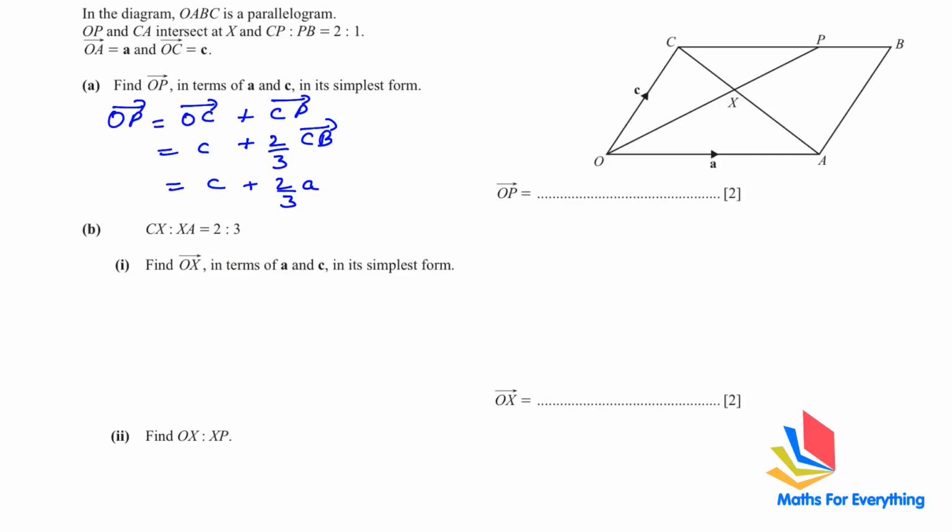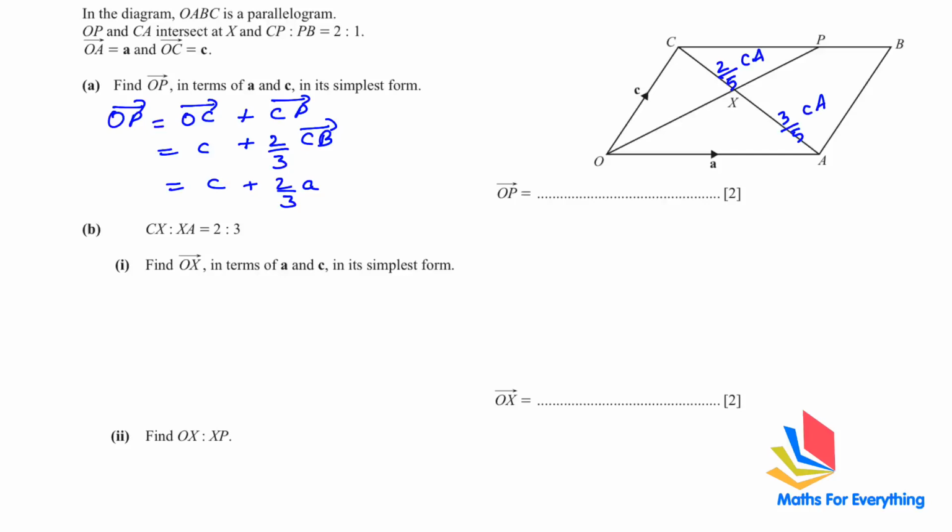Part B, CX is to XA in the ratio 2:3. So CX is 2 and XA is 3. So what does that mean? The same thing what we did before. We are going to add 2 plus 3, 5. This will be 2/5 and this will be 3/5 of what? Of CA.